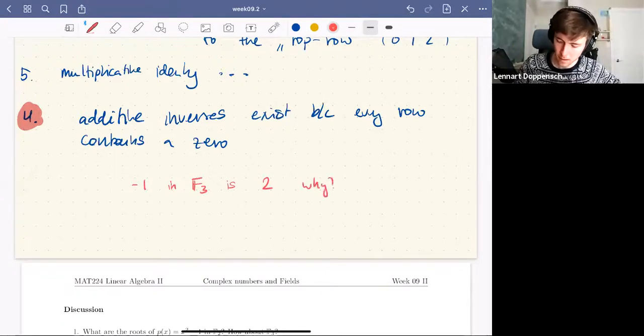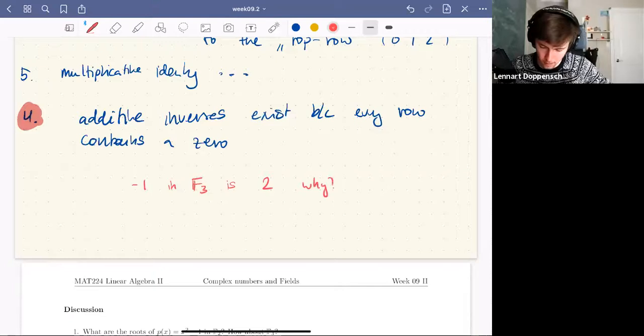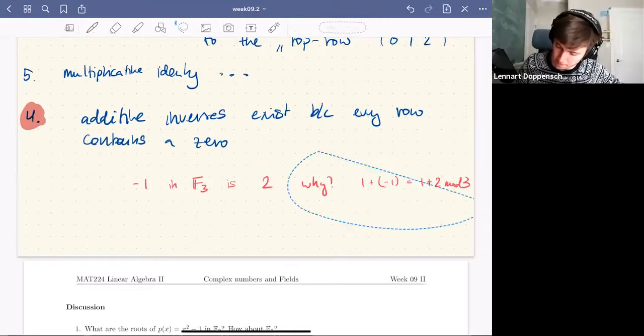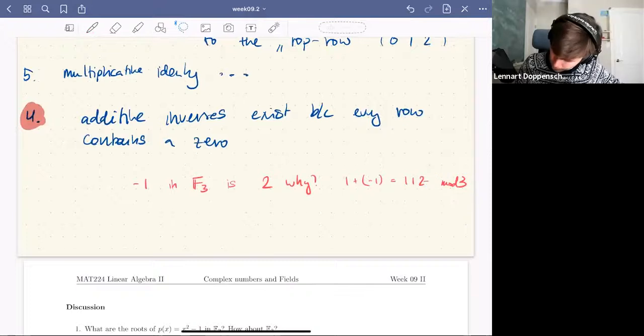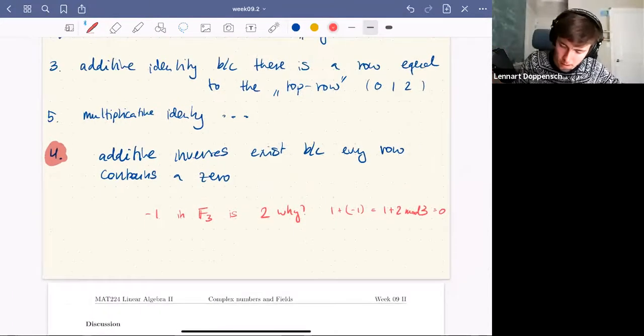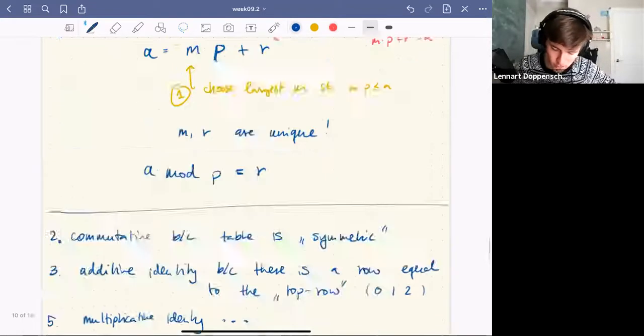Why? Well, if you add 1 plus minus 1, what you mean is 1 plus 2. This is mod 3. This is 0 because 1 plus 2 is 3. So you don't have to reach 0, but you just have to hit a multiple of the prime p.